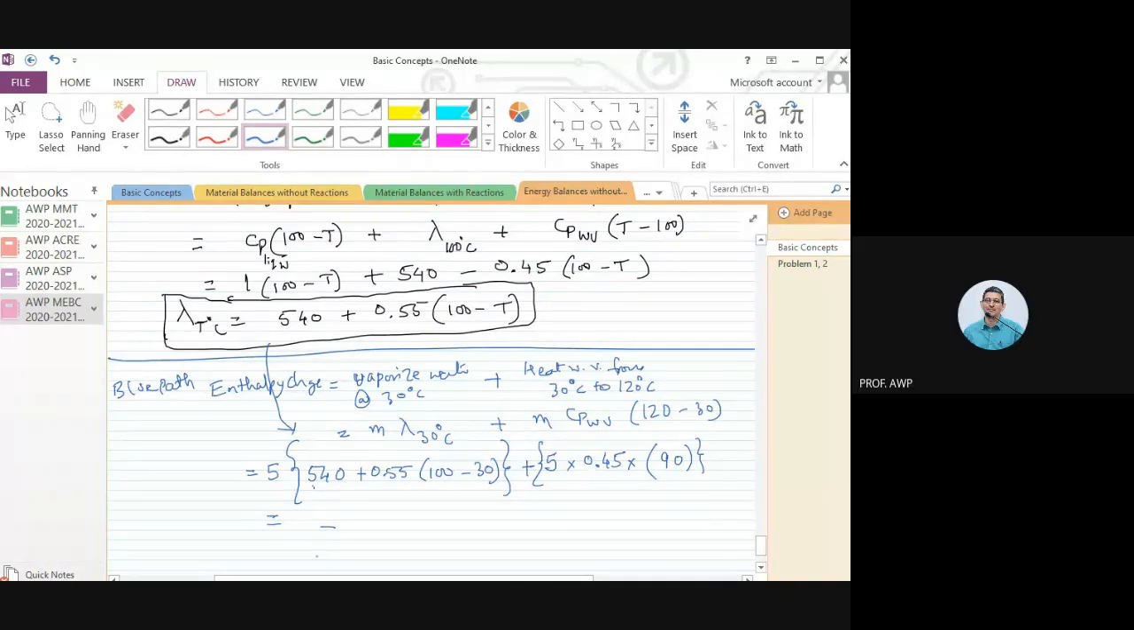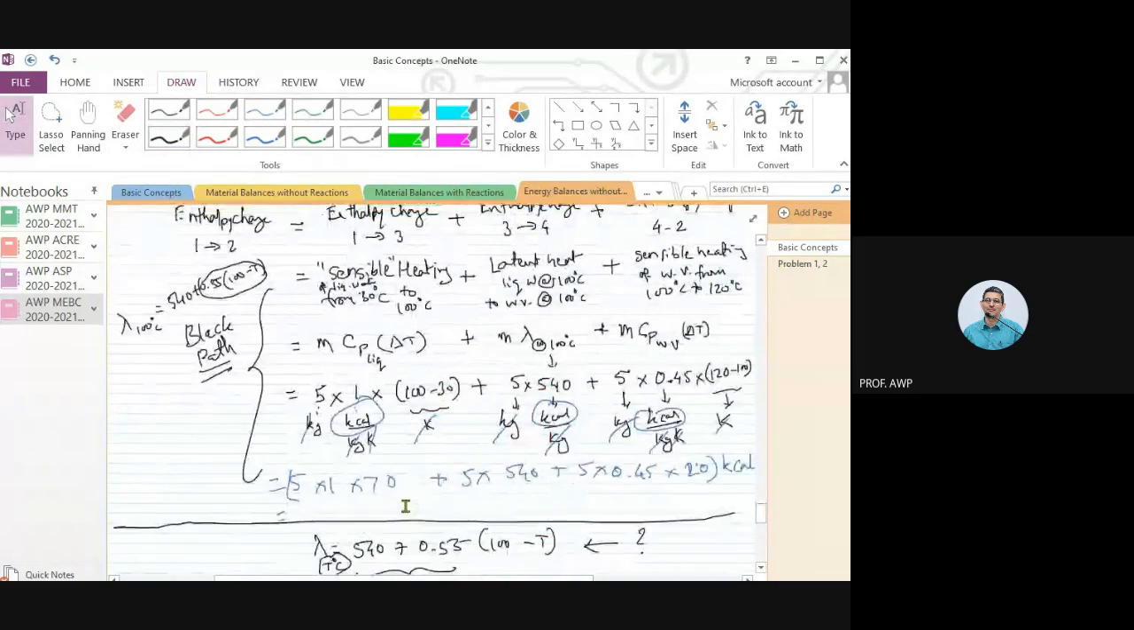Sir, Rishabh, this lambda T is equal to 540 plus 0.55 times (100 minus T), the latent heat at T degrees Celsius. Right. Yes, sir, it's the same. Haven't you used this formula for wet bulb temperature calculations? Yes, sir, this is the same formula. Or you had some other question, Rishabh? No, sir, I was asking that only. Okay. So Hardik, 3095? Yes, sir. Same way, we had got 3095.